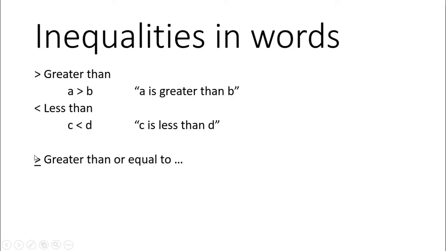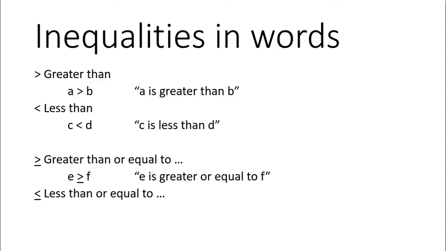Now, again, this is my greater than symbol, but it's underlined. That means that the value that comes before it is greater than or equal to the value that comes after. So our example, E is greater than or equal to F. And finally, our last symbol that we learned is the less than or equal to symbol, where the number that comes before this symbol is on the smaller side. It is less than the value that comes after the symbol.